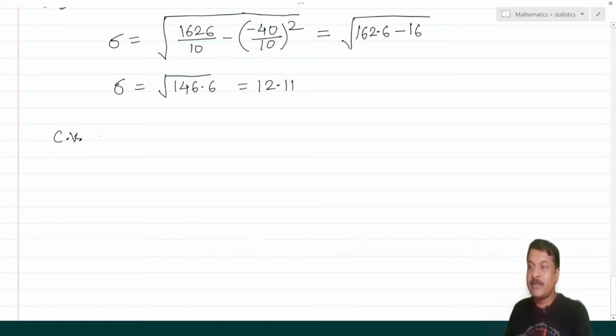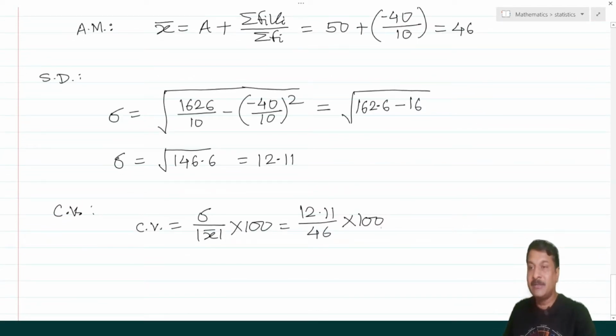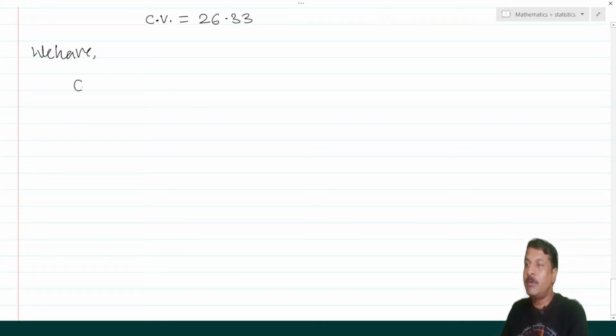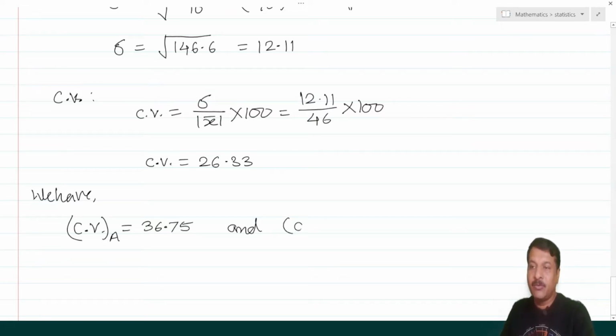Now we want coefficient of variation. So CV equal to standard deviation upon mod of x bar into 100. It is 12.11 upon 46 into 100. So by calculator find this value. So it is 26.32, 326 means 33. So we have now coefficient of variation of batsman A equal to 36.75, and coefficient of variation of batsman B equal to 26.33.